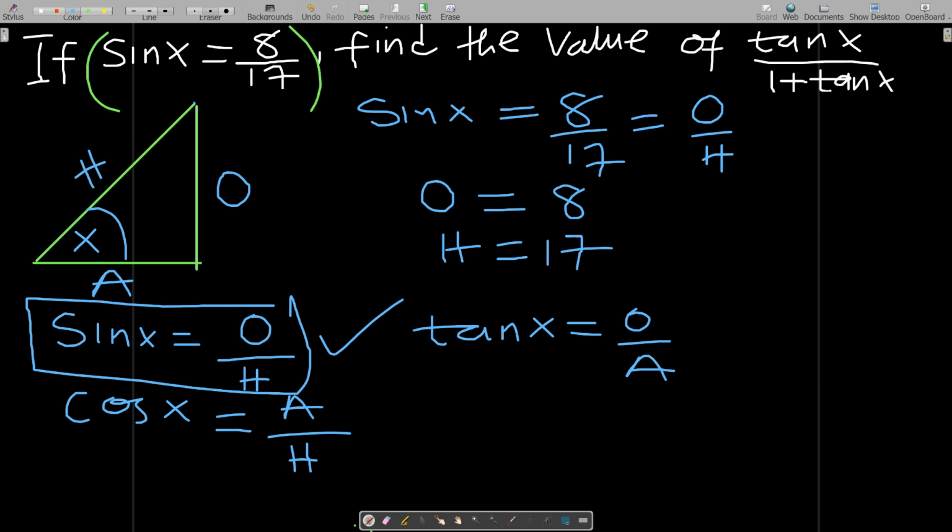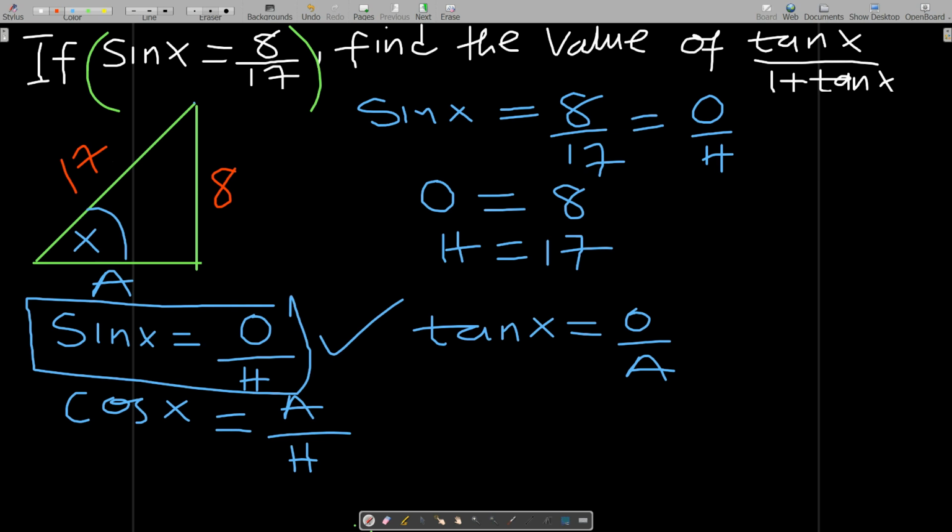So let's come to the right angle triangle and put our opposite and hypotenuse there. Here at the hypotenuse, we put the value 17. Then the opposite, we put 8 there. Like I said, the hypotenuse is 17, the opposite is 8, and now it's left with the adjacent.